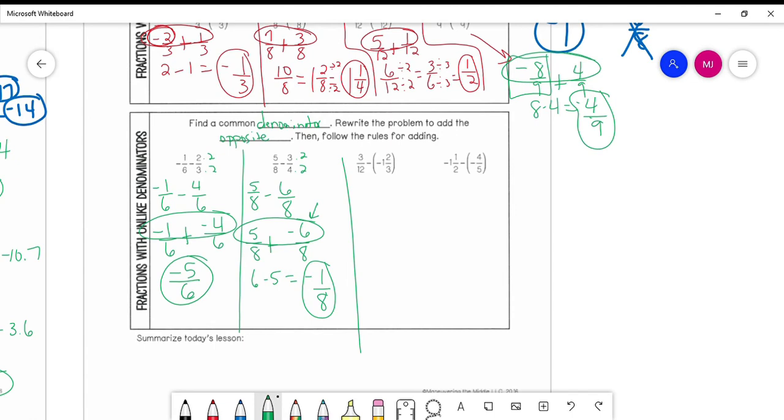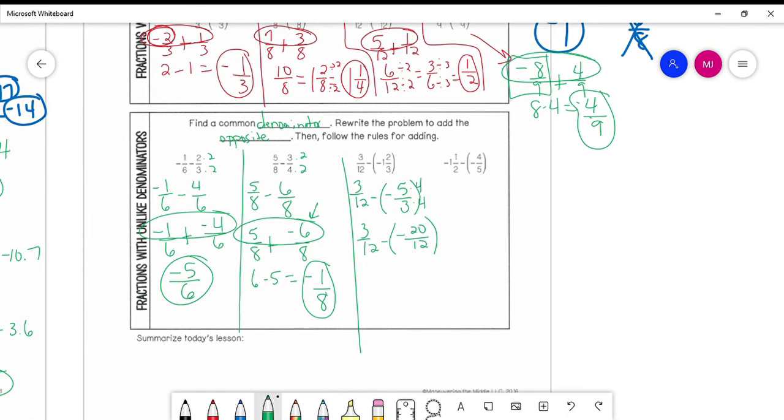Okay, a couple things going on in this one. First of all, we've got a mixed number. Second of all, we don't have like denominators. So the first thing we're going to do is make the mixed number into an improper fraction. 3 times 1 is 3, and 3 plus 2 is 5. So that's a -5/3. Now we're going to change the denominators so that they are equivalent. I would have to multiply 5/3 by 4. Five times 4 is 20, 3 times 4 is 12.